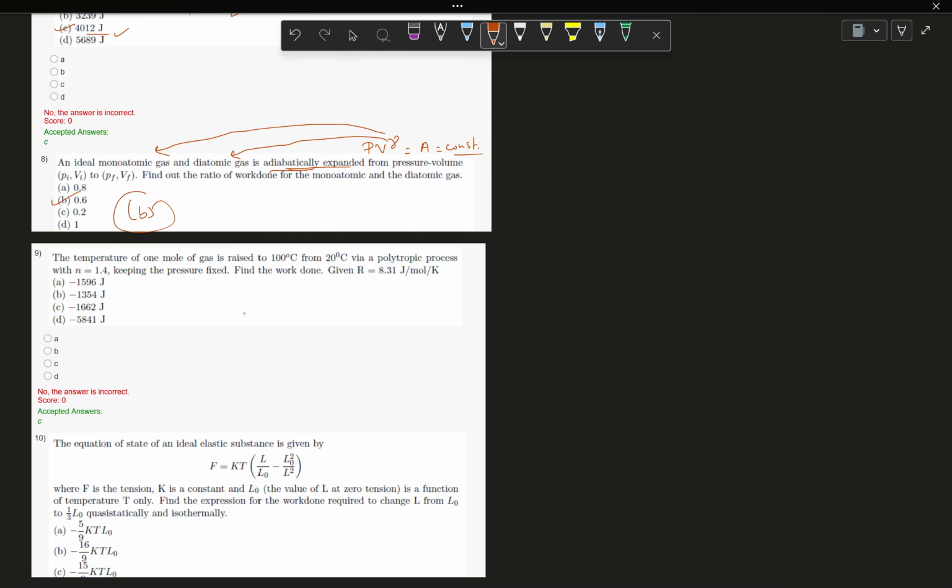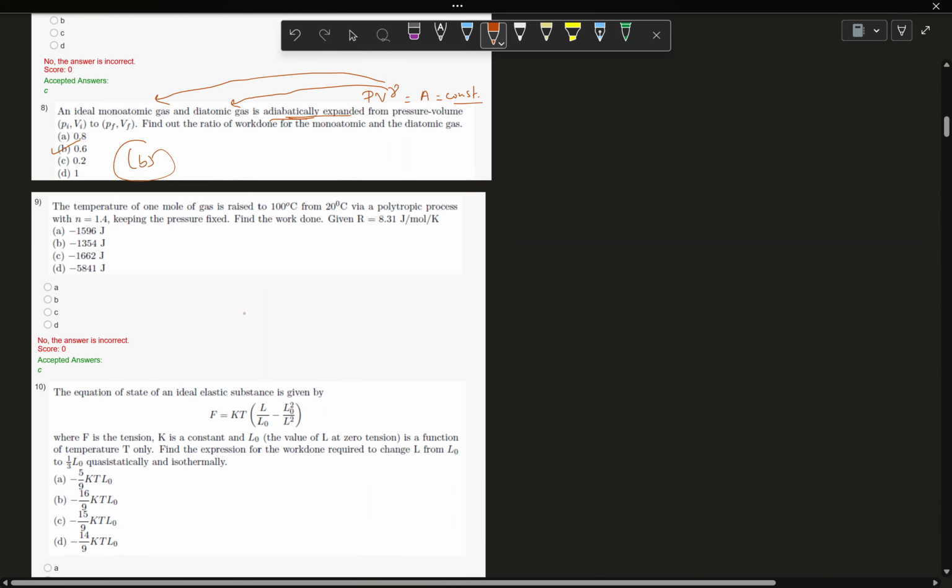9 says that the temperature of 1 mole of gas is raised to 100 degrees centigrade from 20 degrees centigrade via a polytropic process where n is 1.4. So first of all, polytropic process, probably you know that polytropic means you have an equation like PV to the power n equal to constant. So this is a generalized form. Polytropic means this n value is not 1.